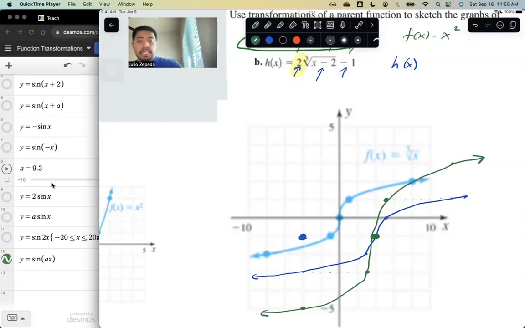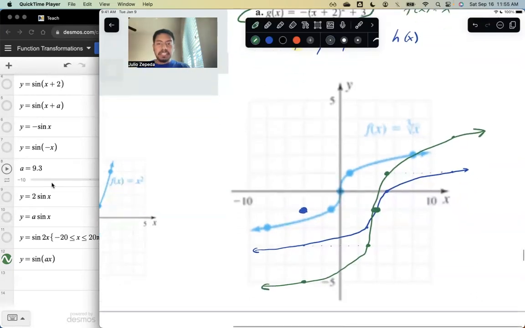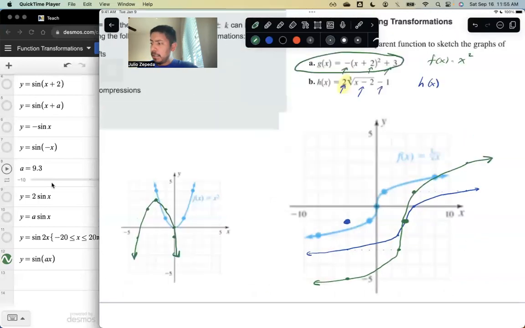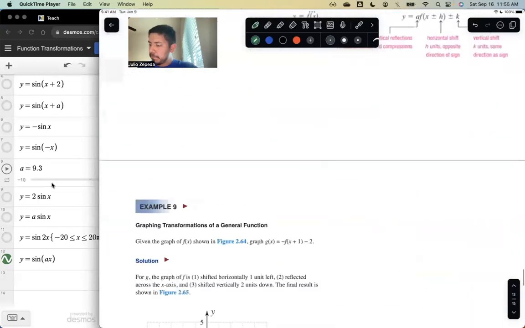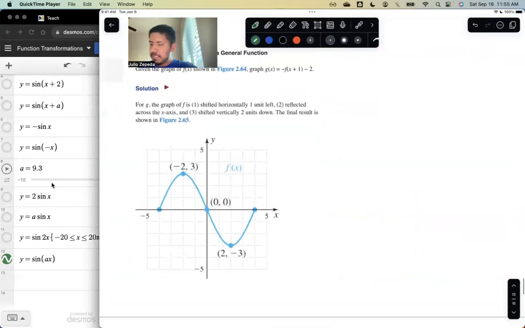Okay. Does this look like it's stretched by a factor of 2? Yes. Okay, it's stretched vertically. All right. And yeah, let me pause for a moment.